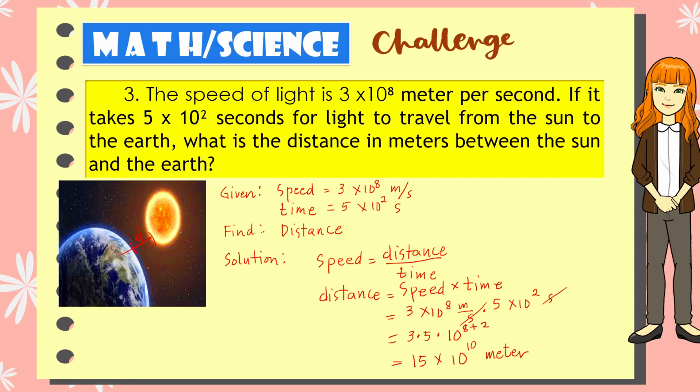So this is equivalent to 1, 2, 3, 4, 5, 6, 7, 8, 9, 10. 100, 1,000, million. This is equivalent to 150 billion meter. Okay? So, it is on the scientific notation, the short way to read and write numbers.